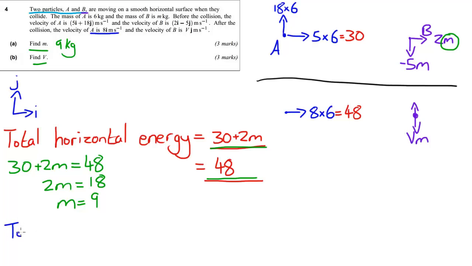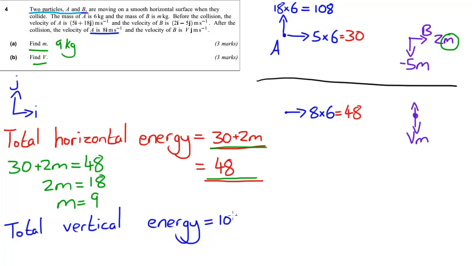So the total vertical momentum is going to be equal to, here we have, what is 18 times 6? 18 times 6 is 108. So let's put that in there, 108, and then here it's going to be minus 5m, so minus 5. Now we know what m is.